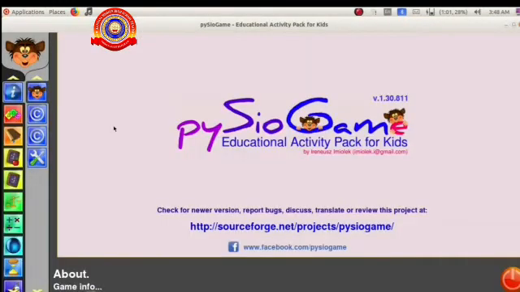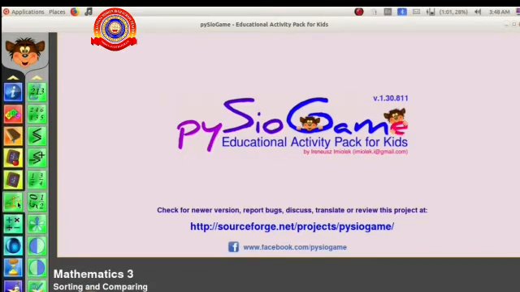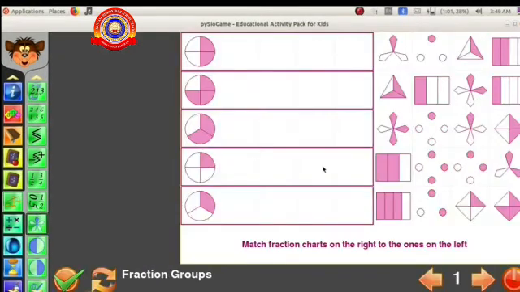This is the window of Physio game. Here we can see so many activities. We want to select the activity Mathematics 3 sorting and comparing. Here also we can see so many activities. We want to select the activity fraction groups. This is the window that you are going to do the game.